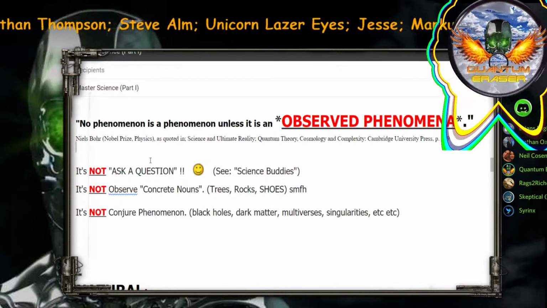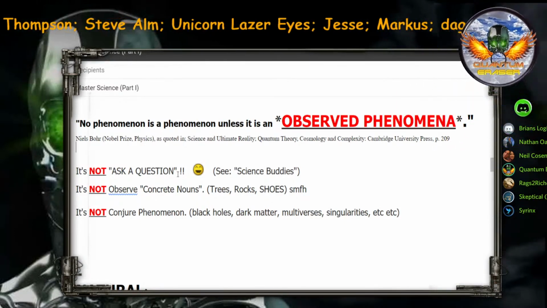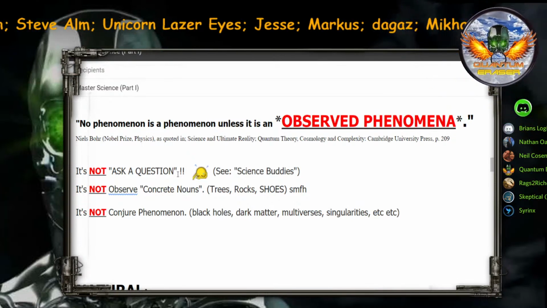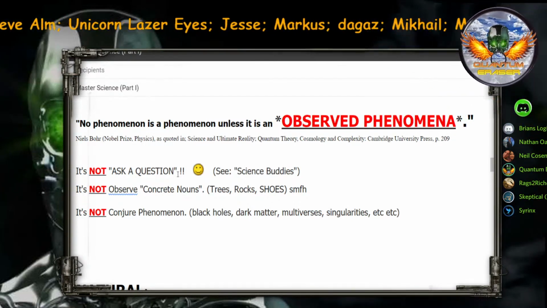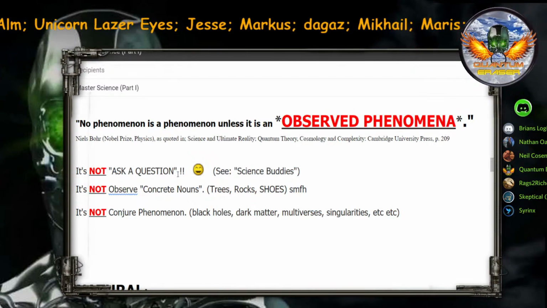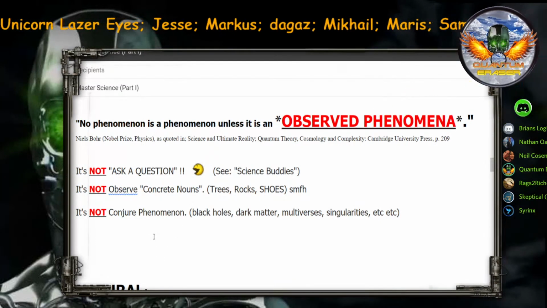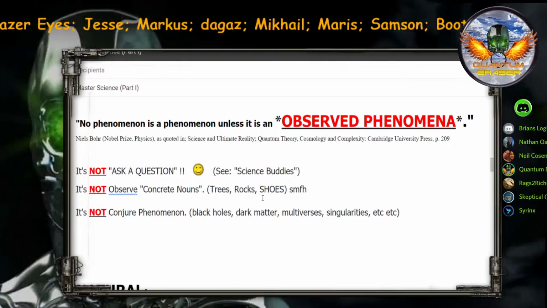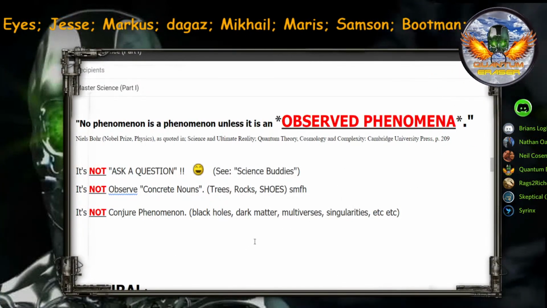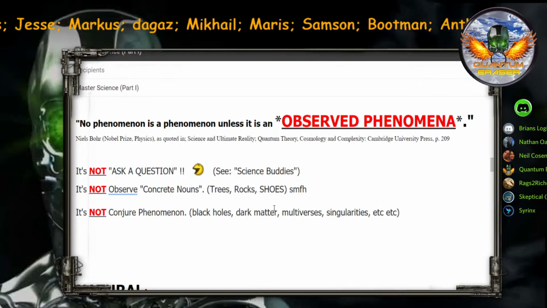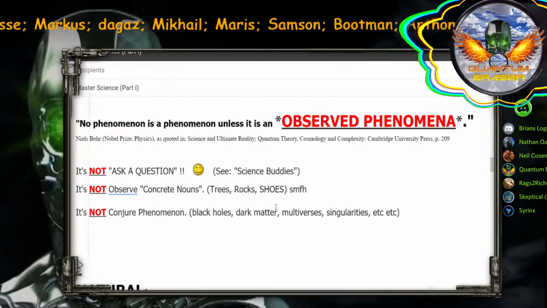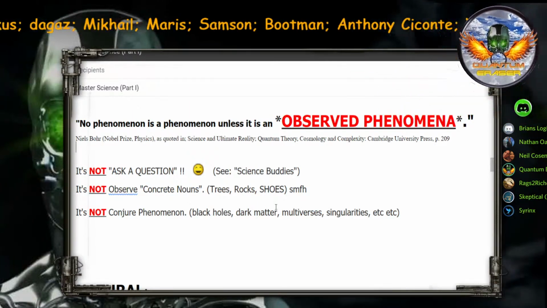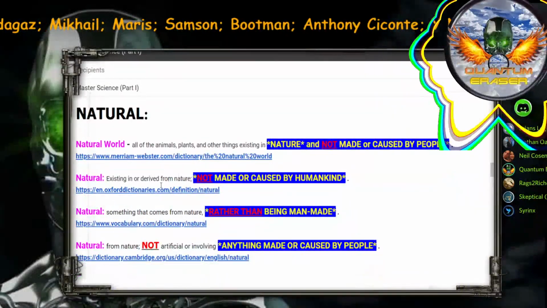Unbelievable. It's not observe concrete nouns either. Trees, rocks, or shoes, right? It has to be a phenomena. And it's not conjure a phenomena. Black holes, dark matter, multiverses, singularities, you can go on and on and on. No, you can't test those. The only way you can test them is in your imagination, right? That's not science. That's not the scientific method. That's not natural science.